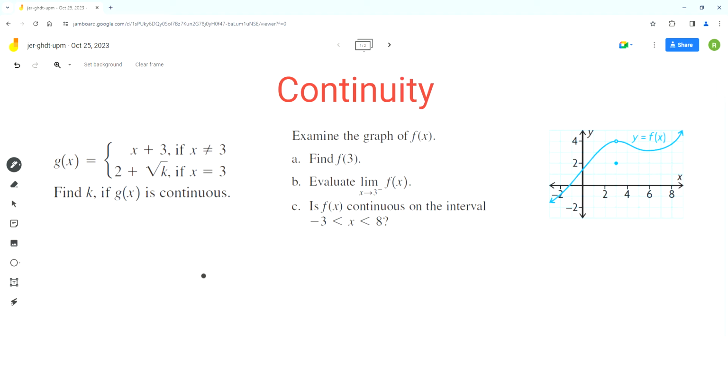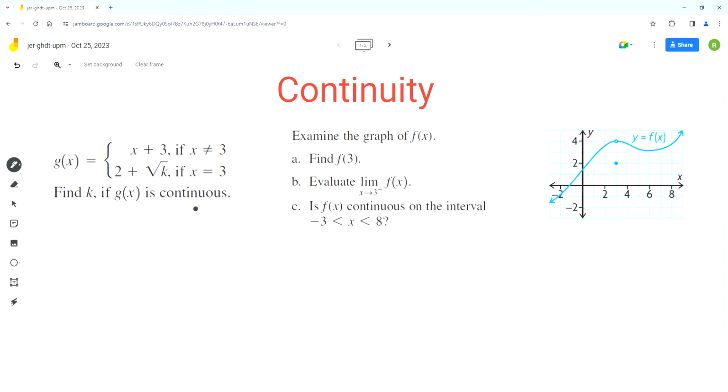So in this video, we'll solve these two problems based on the concepts of continuity. Let's start with the one on the left side. We are given a piecewise function g(x), which is equal to x plus 3 if x is not equal to 3, and 2 plus square root of k if x is equal to 3. We have to find the value of k if g(x) is continuous.